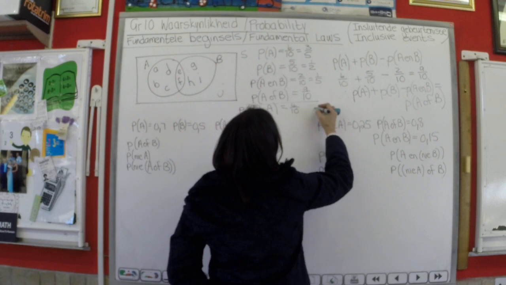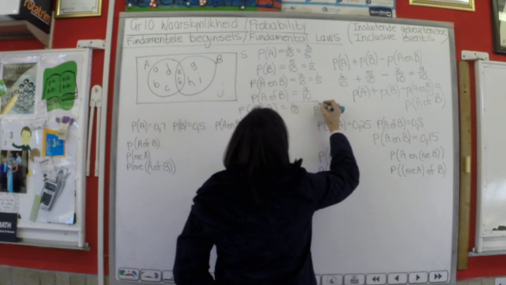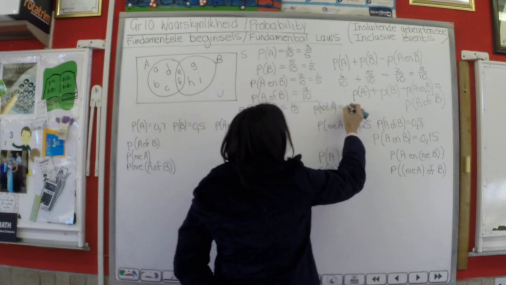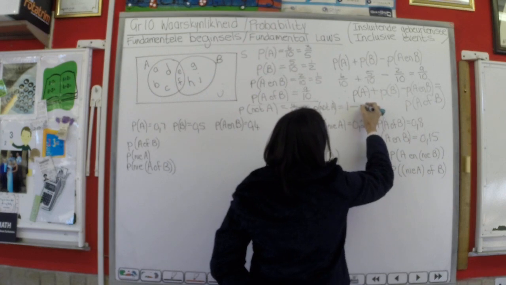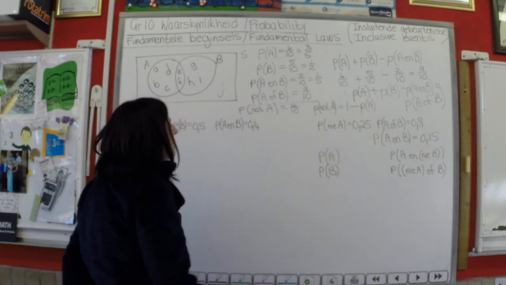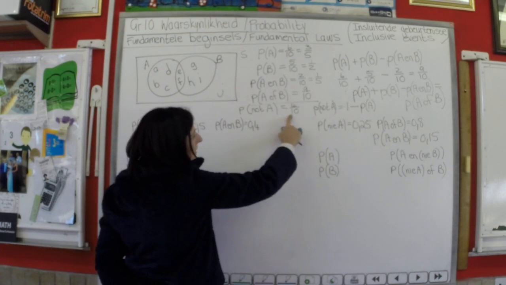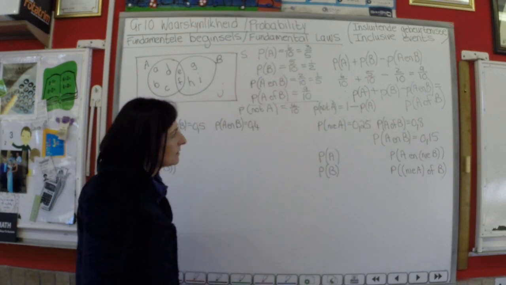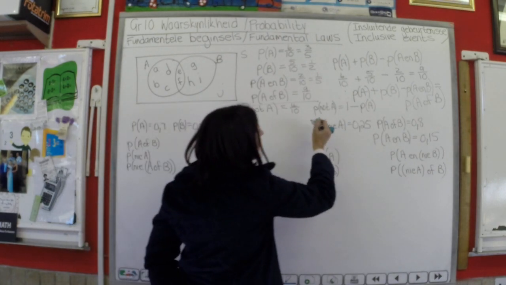So if you then want to, you can write the probability of not A as 1 minus the probability of A, because that's true. If not A equals 4 on 10, dan is A 6 op 10. So ek moet daai reël ook onthou.